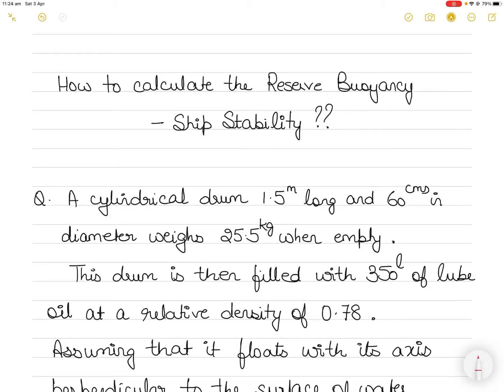Hi everyone. In my previous video, I explained what reserve buoyancy is and why ships need it, the theory behind reserve buoyancy. In today's video, I want to show you, using an example, how to calculate the reserve buoyancy, which is of course part of ship stability.